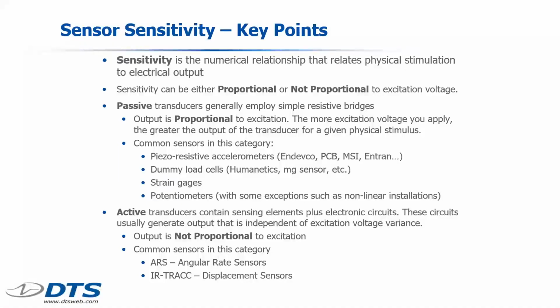So, key points: sensitivity is the numerical relationship that relates physical stimulation to electrical output. Passive transducers usually are simple resistive bridges, and the output is proportional to excitation. Active transducers have lots of other things inside, and they have output that's not proportional to excitation.